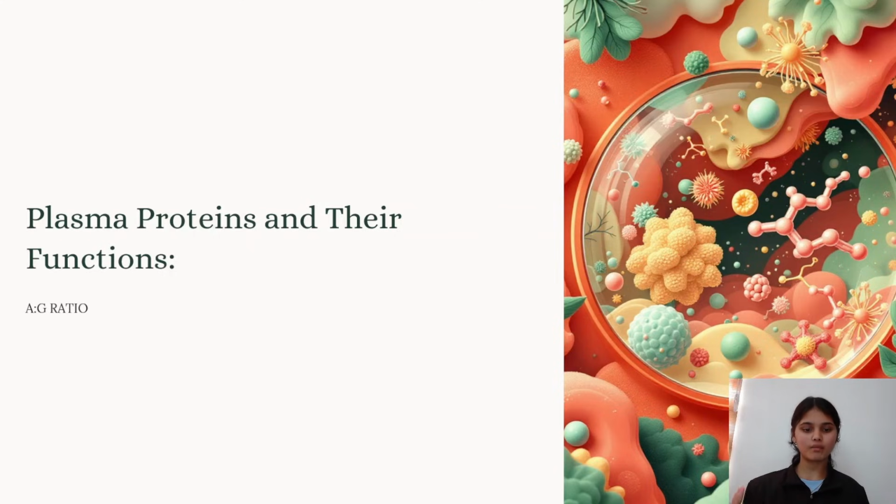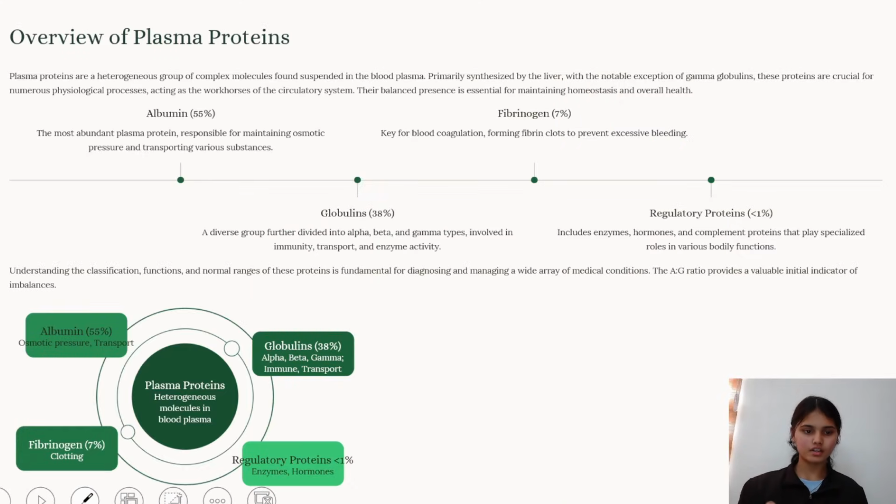Alright, now our topic is plasma proteins and their functions. This is a super important topic and has been asked as a 10 marker. Now, overview of the plasma proteins. Albumin, fibrinogen, globulins, and the other regulatory proteins are the different types of plasma proteins available. Albumin comprises 55%, fibrinogen comprises 7%, and globulins comprise 38%.